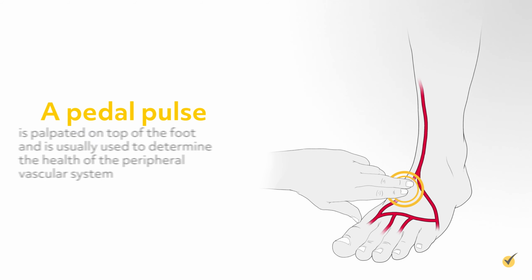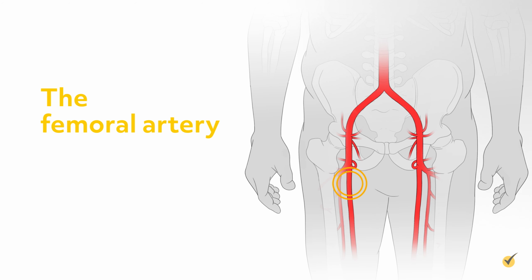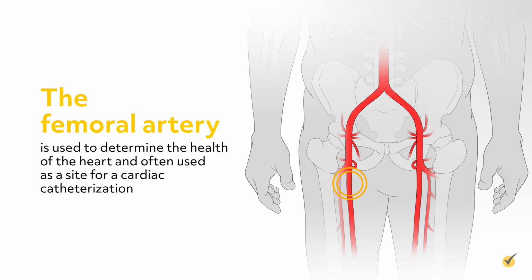A pedal pulse is palpated on top of the foot and is usually used to determine the health of the peripheral vascular system. Then, there's the femoral artery, used to determine the health of the heart and often used as a site for a cardiac catheterization.